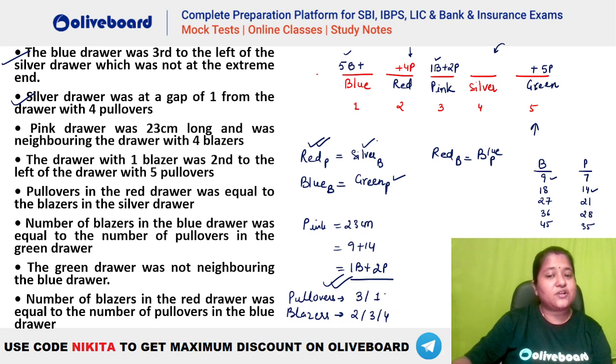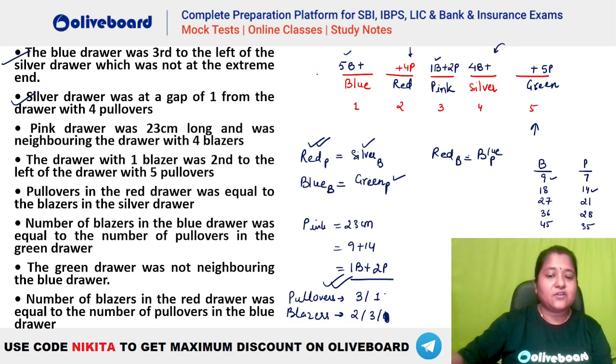That means silver should have 4 blazers. So you can see silver has 4 blazers here. Okay, that is done now. So now you can see that we have blazers may we already have taken your 4. Okay, so this is also taken away. So pullovers may remaining are 1 and 3, blazers may remaining are 2 and 3.